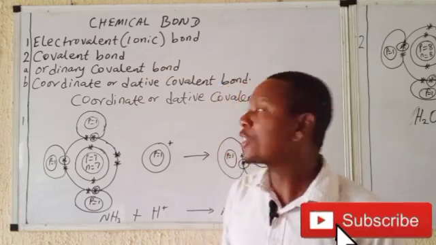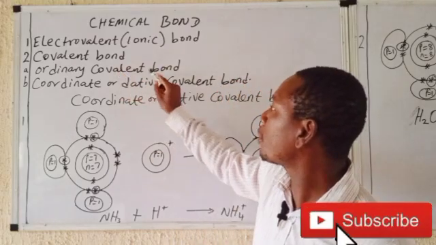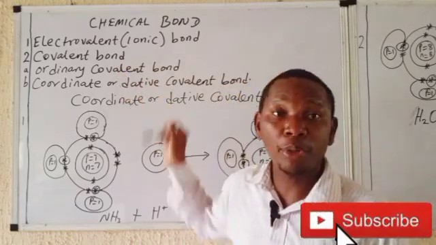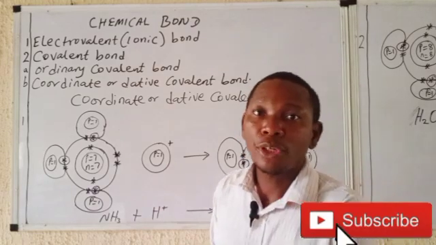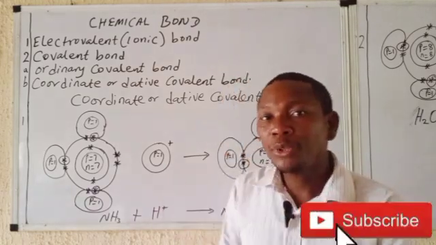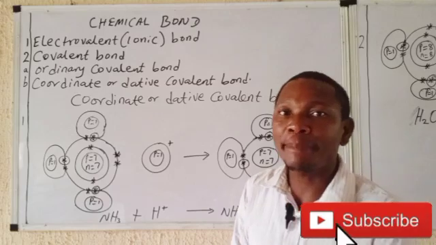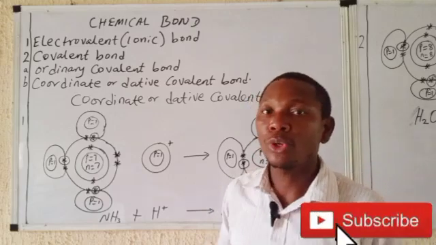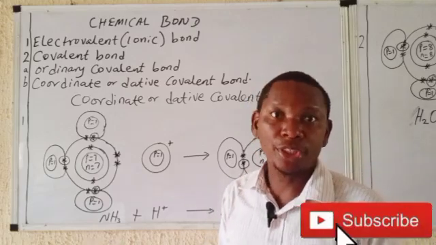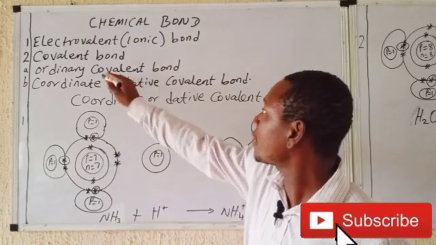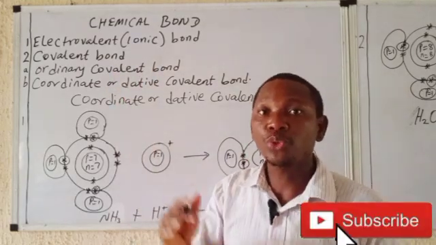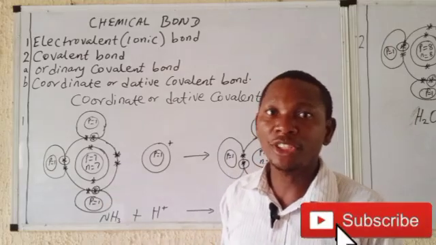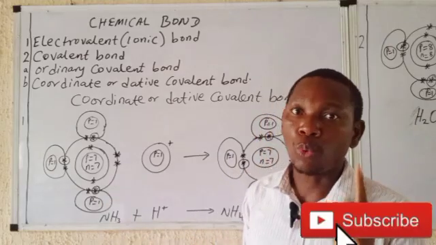Note this. The difference between the ordinary covalent bond and the coordinate covalent or dative bonding is that in this coordinate or dative covalent bond, the electron that they are sharing is contributed by just one of the atoms, not both parties contributing it. But in ordinary covalent bond, the electron that they are sharing is contributed by both atoms, but in dative, it is contributed by one of the atoms.